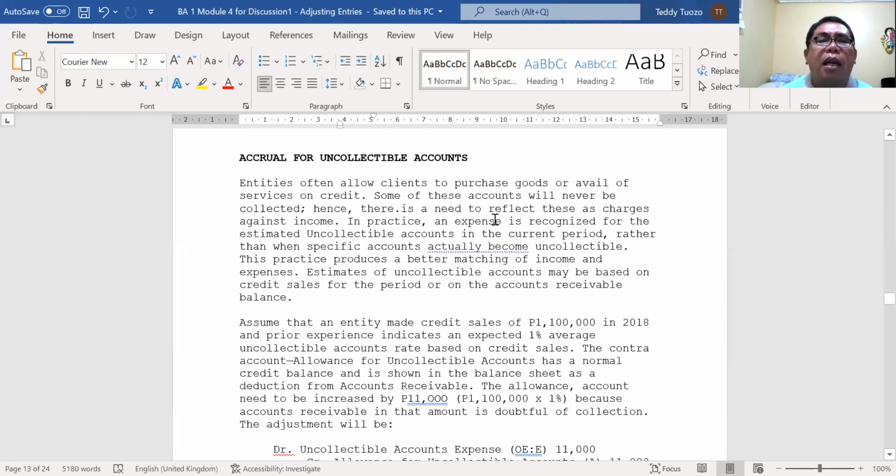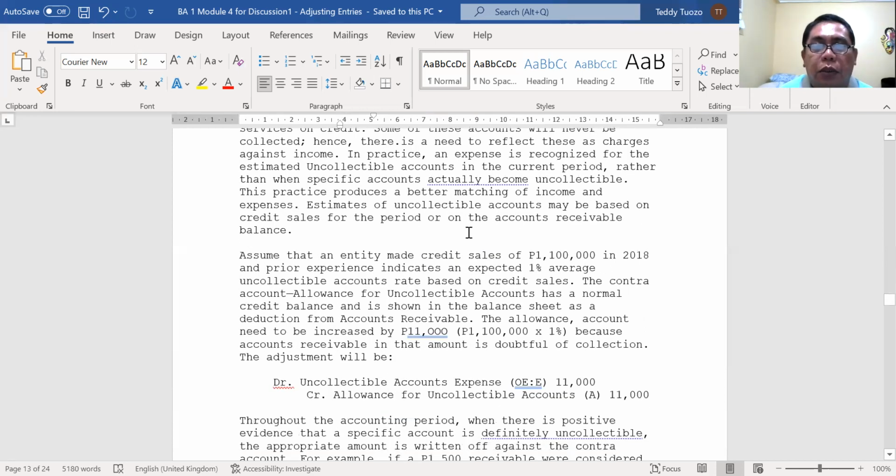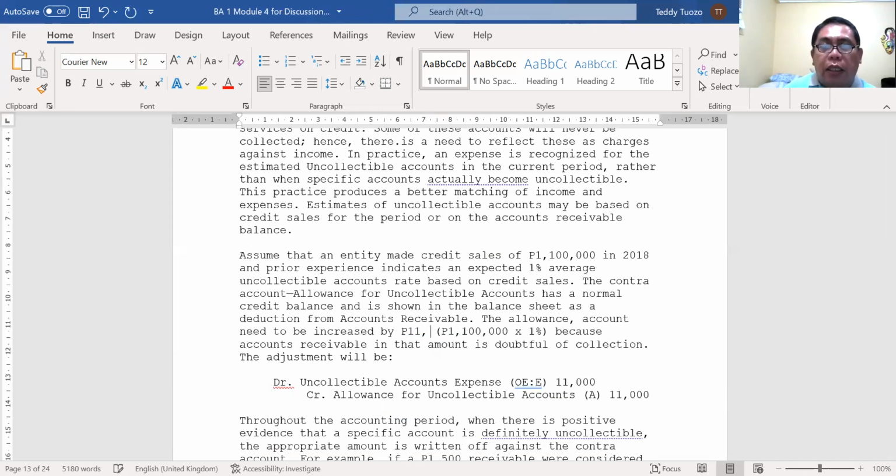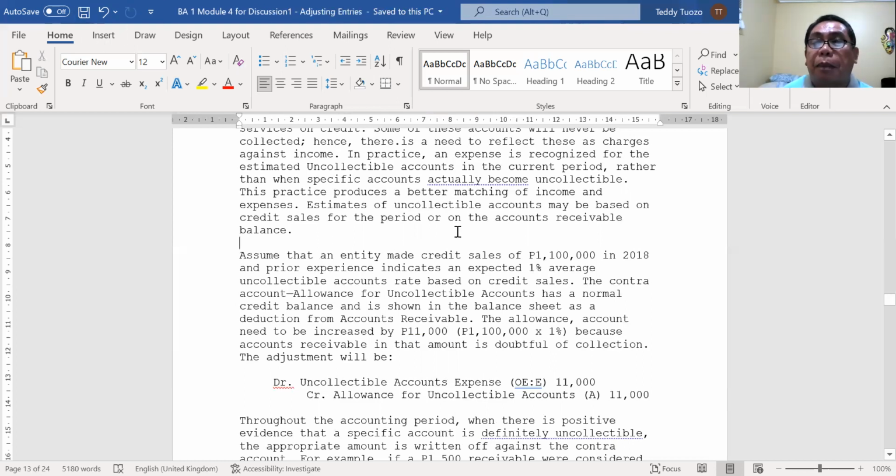Uncollectible accounts, these are the adjusting entries if the business opts to use or recognizes uncollectible accounts. So what are uncollectible accounts? The adjusting entry for those accounts that are not yet collected and are already past due. Meaning, the amounts your customers owe you have been aged, one year, two years, or whatever.